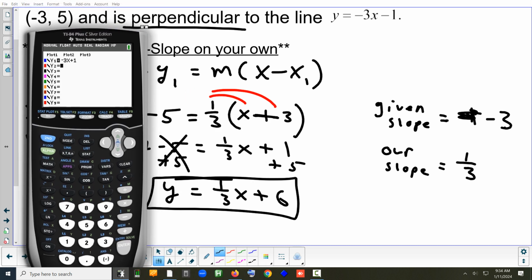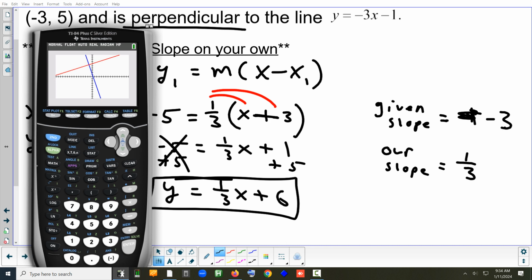Okay, so I already typed in the original, -3x plus 1. I'm going to put in 1/3 x plus 6. And let's see how they look. Okay, so that's the original. And how about the one we found? Does it look like they cross at 90-degree angles? Yes. Yeah, perfect.